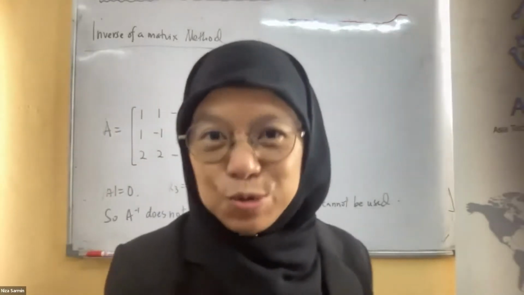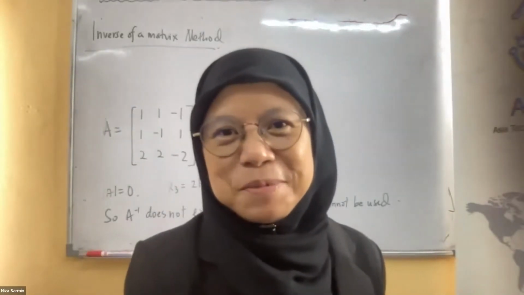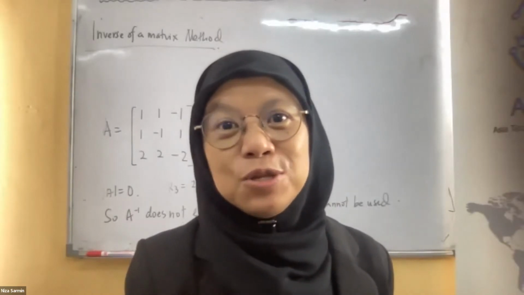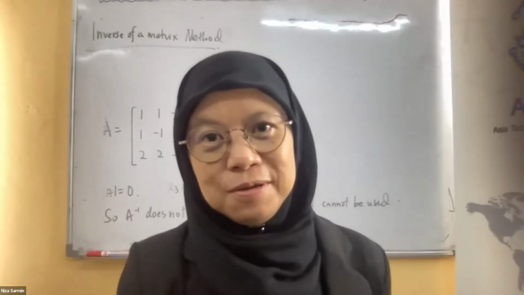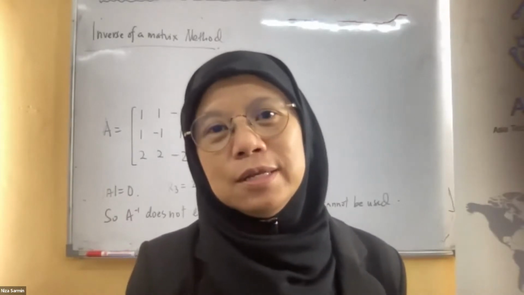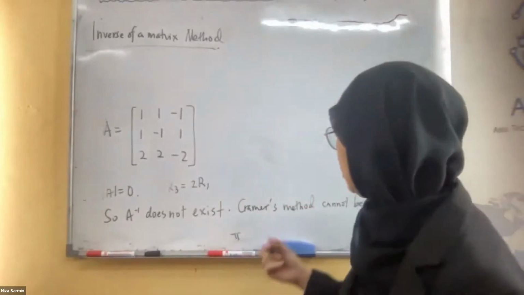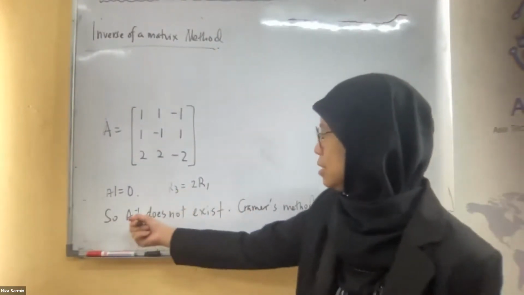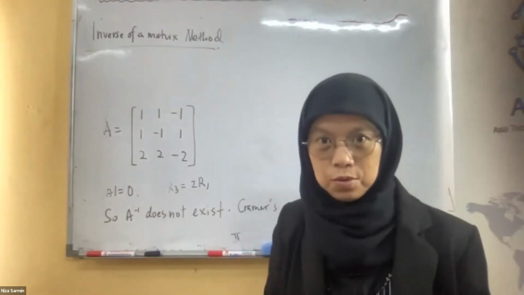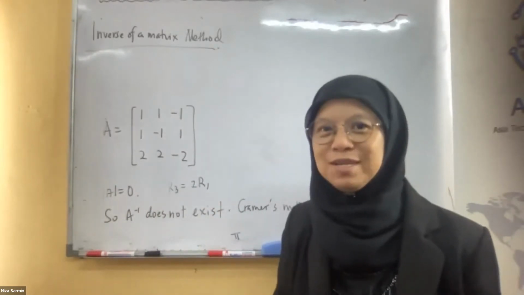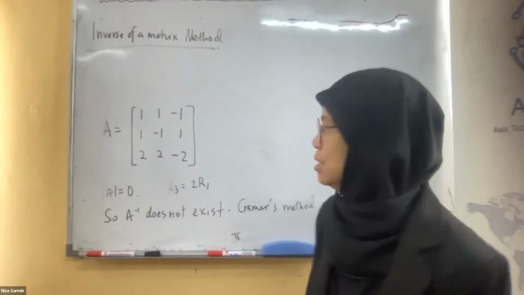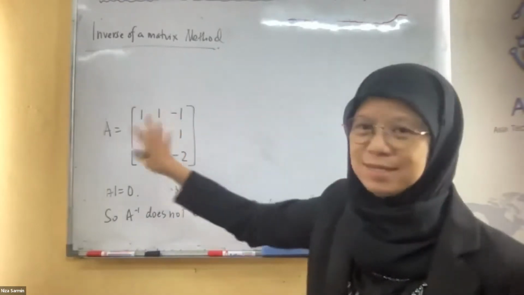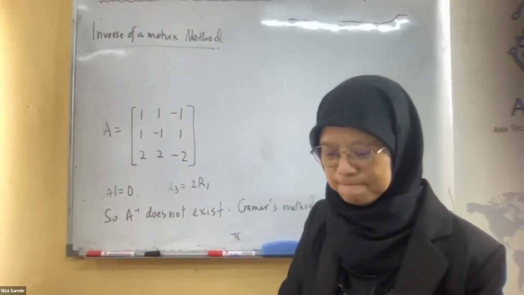There might be a solution, but Cramer's method cannot be used. You cannot say there is no solution, okay? For this particular one, we cannot use Cramer's method because the determinant is 0. But we might get a solution. Later on, we will see what the solution is. Reserve this question.